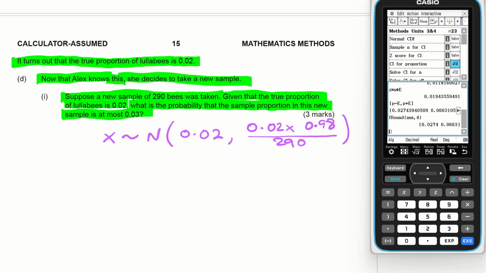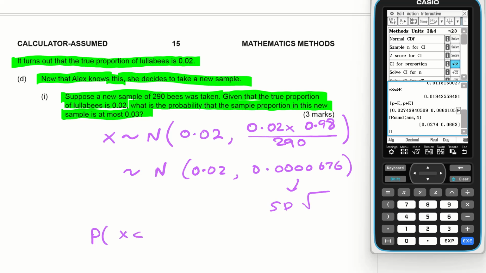And that is a normal 0.02, 0.0000676. And remember that the standard deviation is the square root of that number. And we want the probability of x being less than 0.03. That is just going to be a normal CDF on the calculator. You should have done that hundreds of times. It will give you 0.8881.